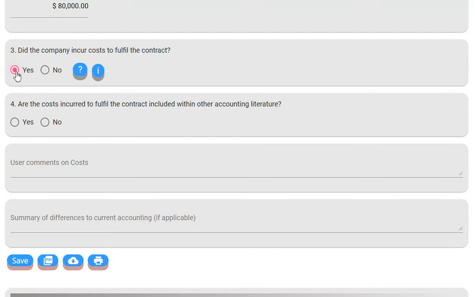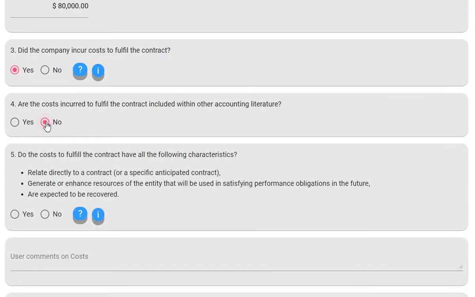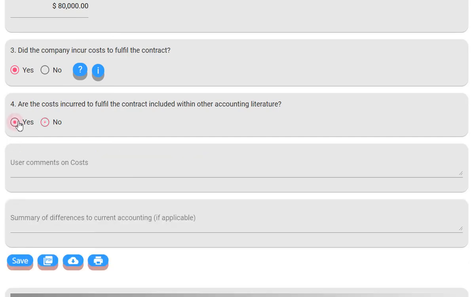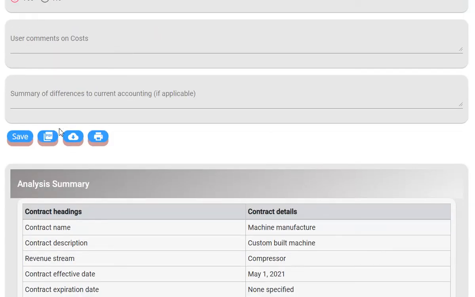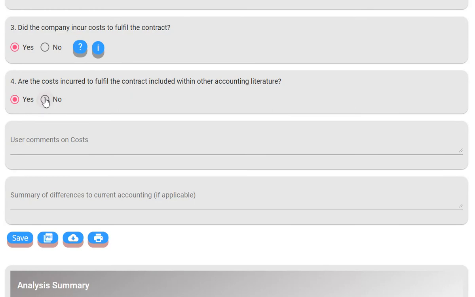Are the costs incurred to fulfill the contract included within other accounting literature? More often than not, these types of costs are covered elsewhere. They might be covered under capitalization, under intangibles, or various other literature. But the purpose of this section of costs within the revenue standards is to capture those costs which are not already being capitalized or not already being accounted for elsewhere. If you say no, that it's not accounted for in other literature, then we're directed to certain criteria, and if the costs meet those criteria, they'll be capitalized under this literature. If you had said yes, then once again you move on to the report because you've already determined how those costs will be accounted for.